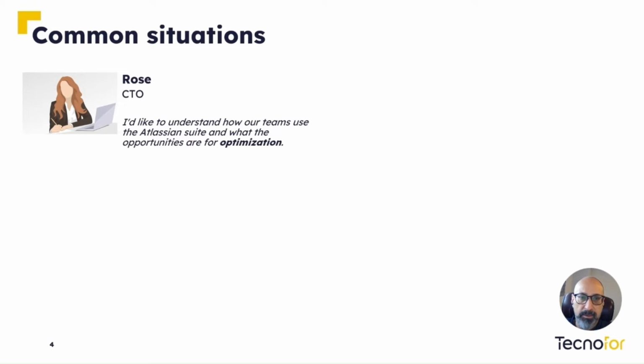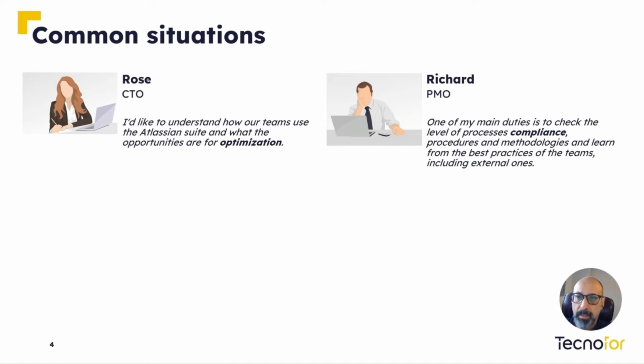The first one is a CTO that has acquired Atlassian Suite, and they want to understand if there's any optimization opportunities on the platform. Because there's some misuse, or there's probably other ways of getting the most of the platform, or things that we are not really using.